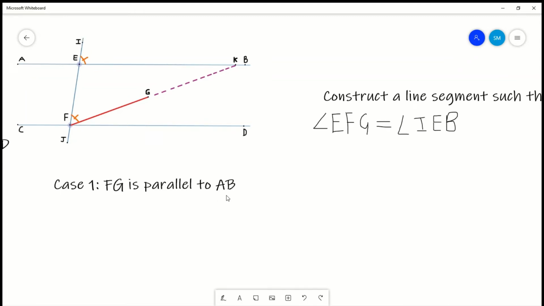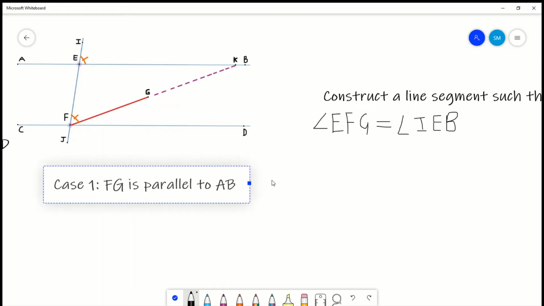So the first case was that FG will be parallel to AB. So if FG has to be parallel with AB, it also needs to be parallel to CD. But it can't be parallel to CD because CD and FG share one point, which is F. So the only possibility in which FG will be parallel to AB is if FG coincides with CD. Because it coincides with CD and CD is parallel to AB, FG will be parallel to AB.